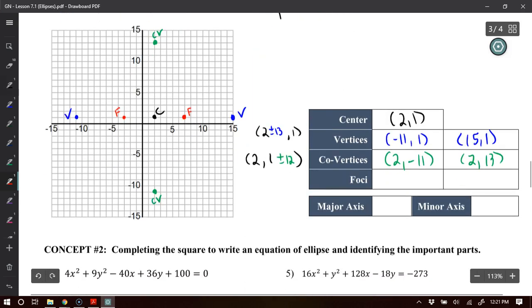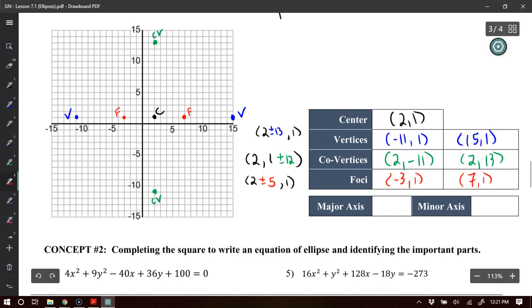But hey, don't take my word for it. Let's use the formula. So we have h plus or minus c comma k. Well, my c value was 5, so 2 plus or minus 5 comma k. Let's see, 2 minus 5 is negative 3. So negative 3, 1. Yep, that looks like that point. 2 plus 5 is 7, 7, 1. That looks like that point.